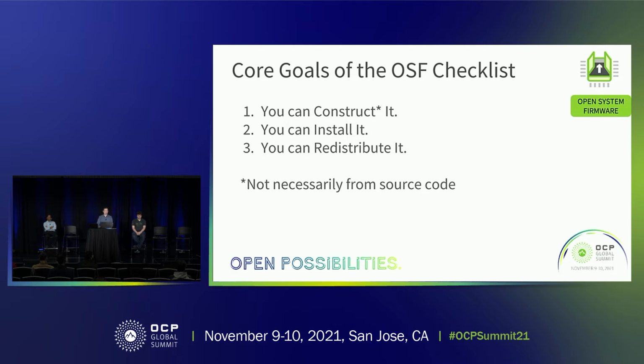So the core goal of the OSF checklist is three things. You can construct the firmware, whether it's from open source or from some of the binary blobs, and then you can install it, and also you can redistribute the firmware.